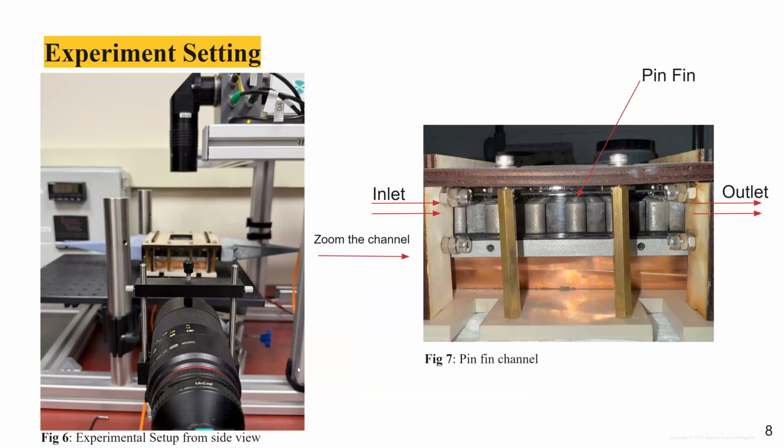From this slide, on the left, you can see our lab setup with the camera looking straight at the laser sheet from the side. On the right is a close view of the pin channel where the flow passes between the pins. The water comes through the left inlet and goes to the right outlet. You can see the pins inside of the channel.